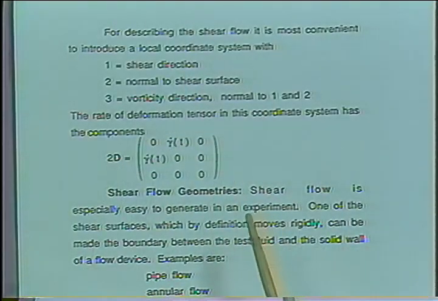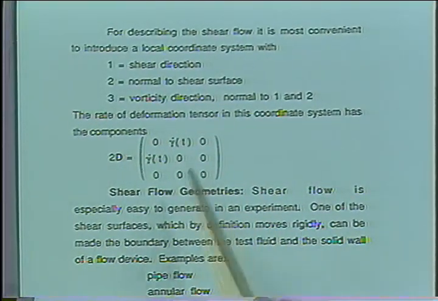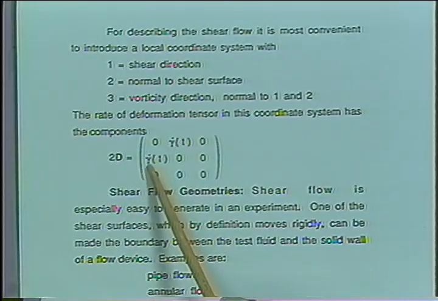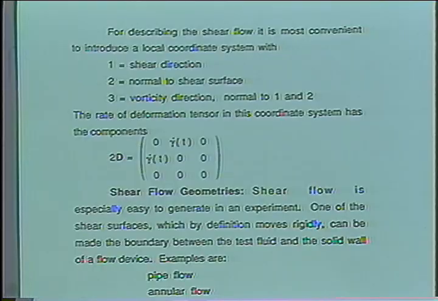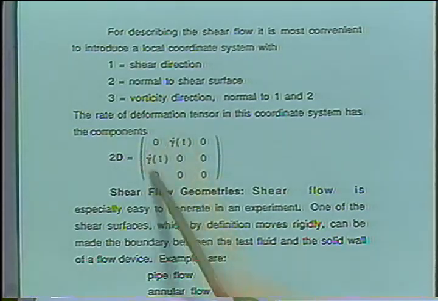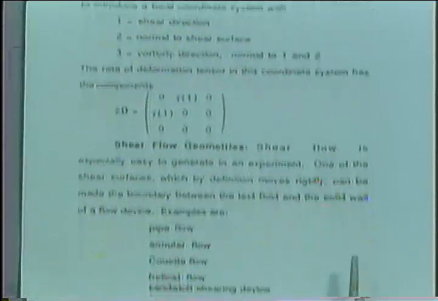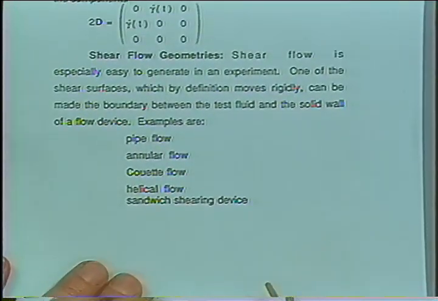The coordinate system is listed again here. This is our simple coordinate system which we discussed. And the rate of deformation tensor reduces to diagonal form. Here it has just the shear rate in the off diagonal, and I just put 2 times d because of the definition of the rate of deformation tensor. So this is the instantaneous rate of deformation of the material in shear flow.